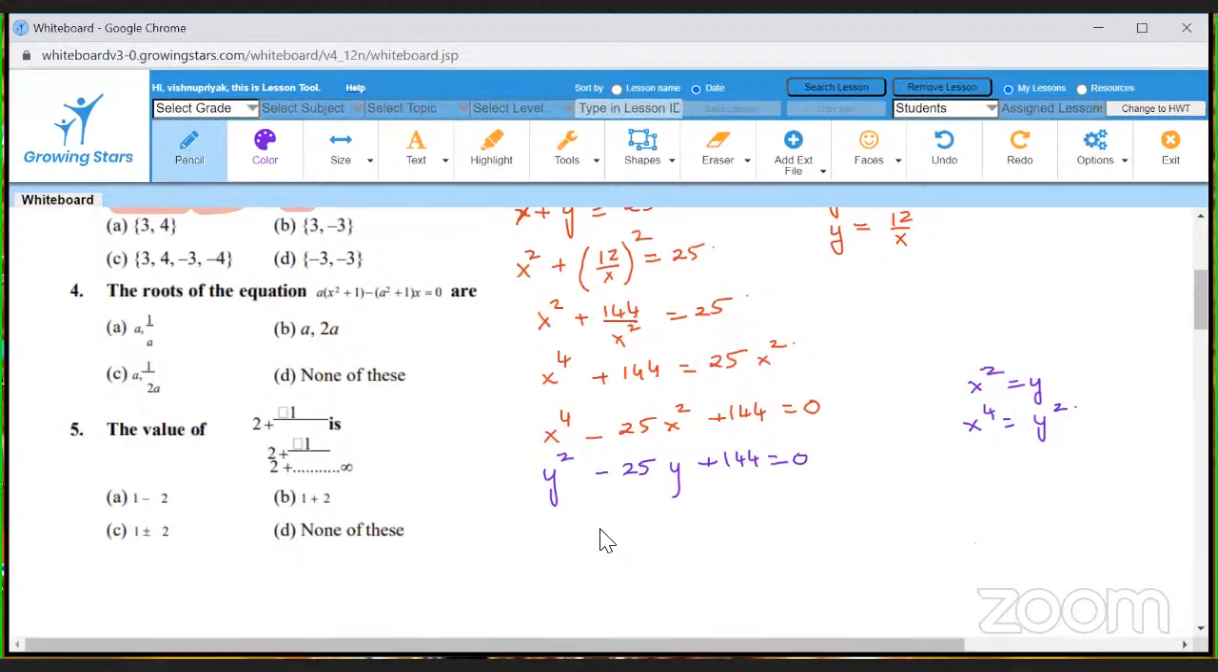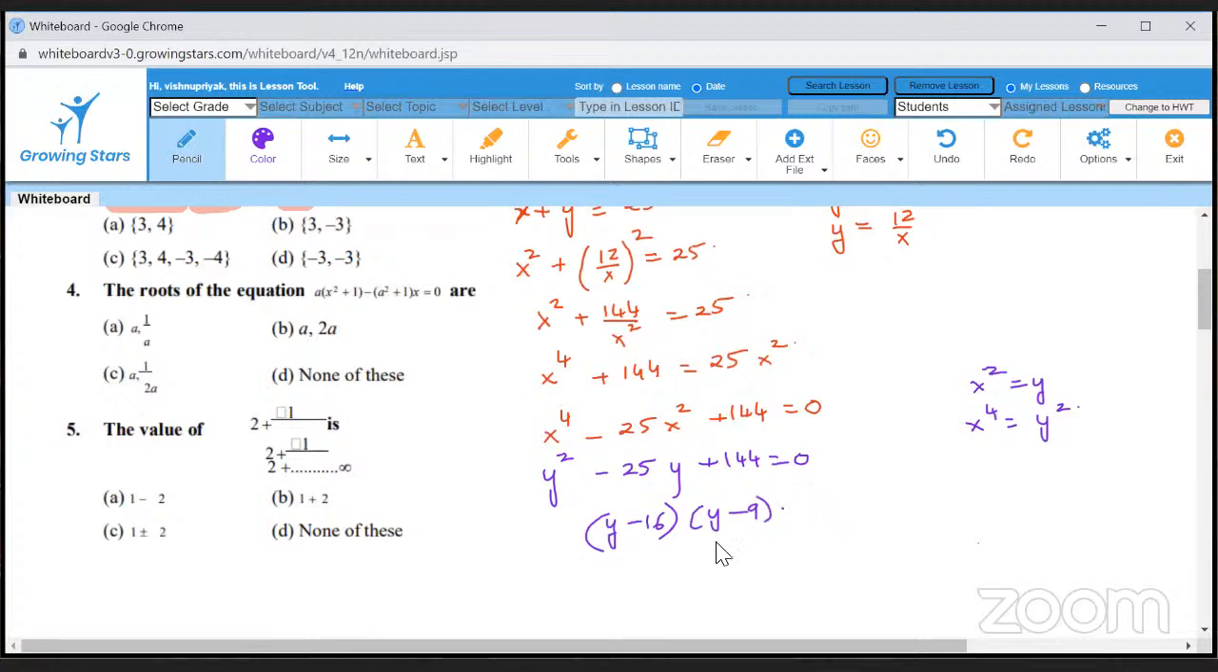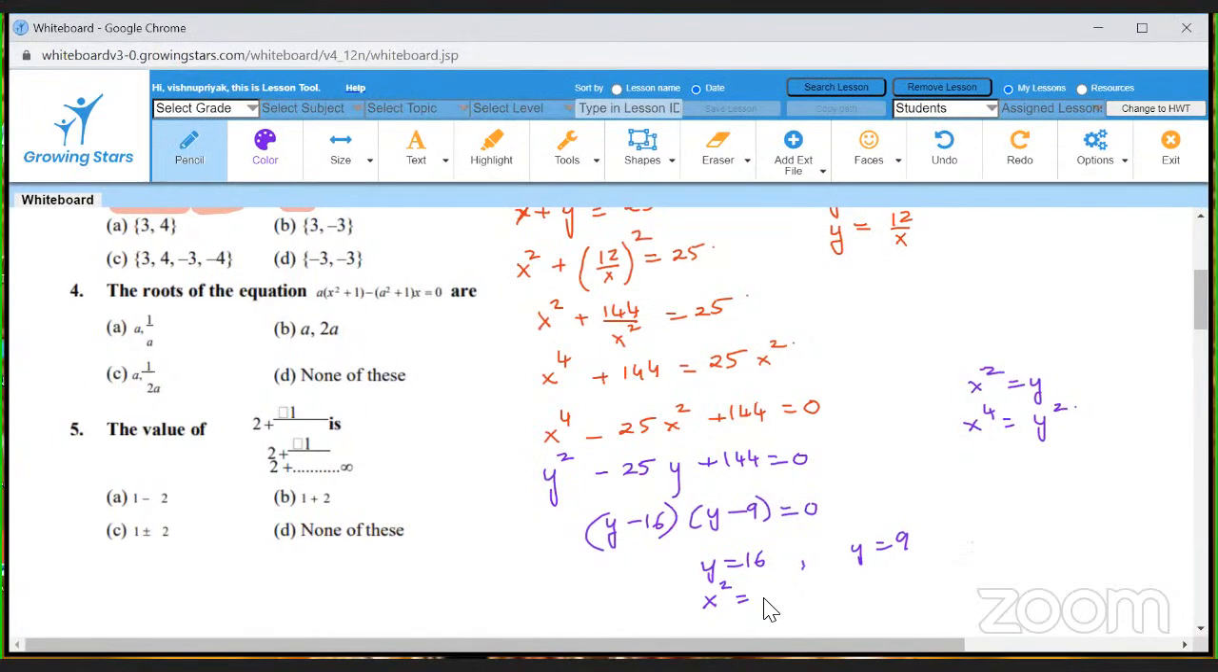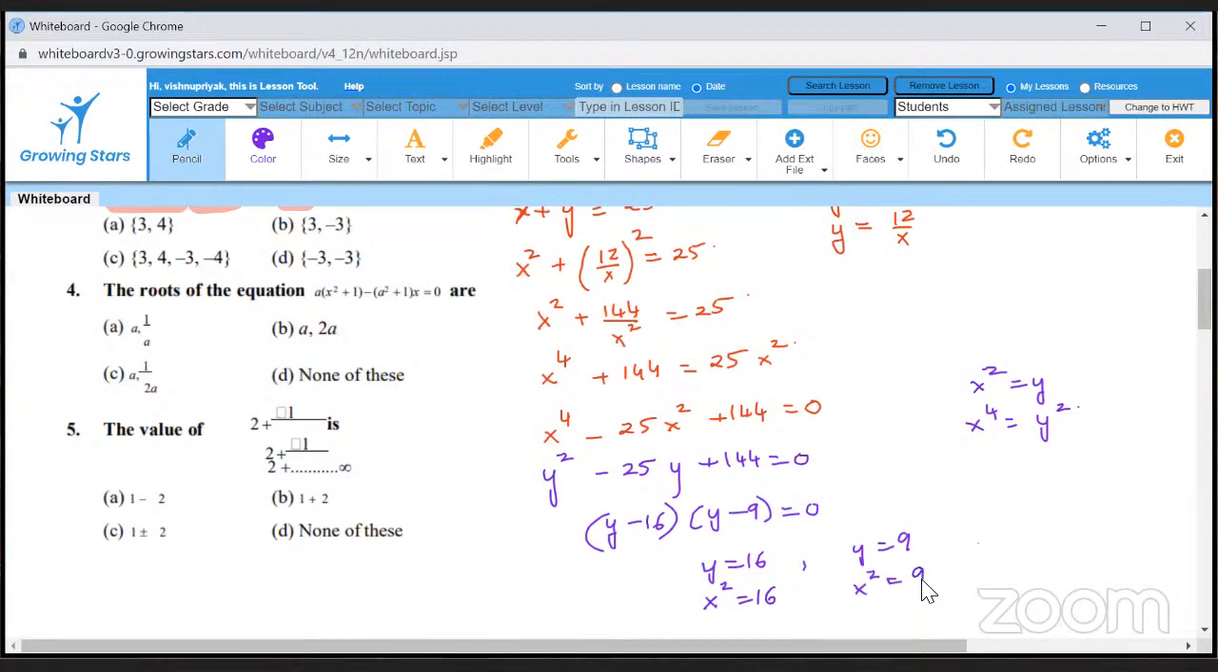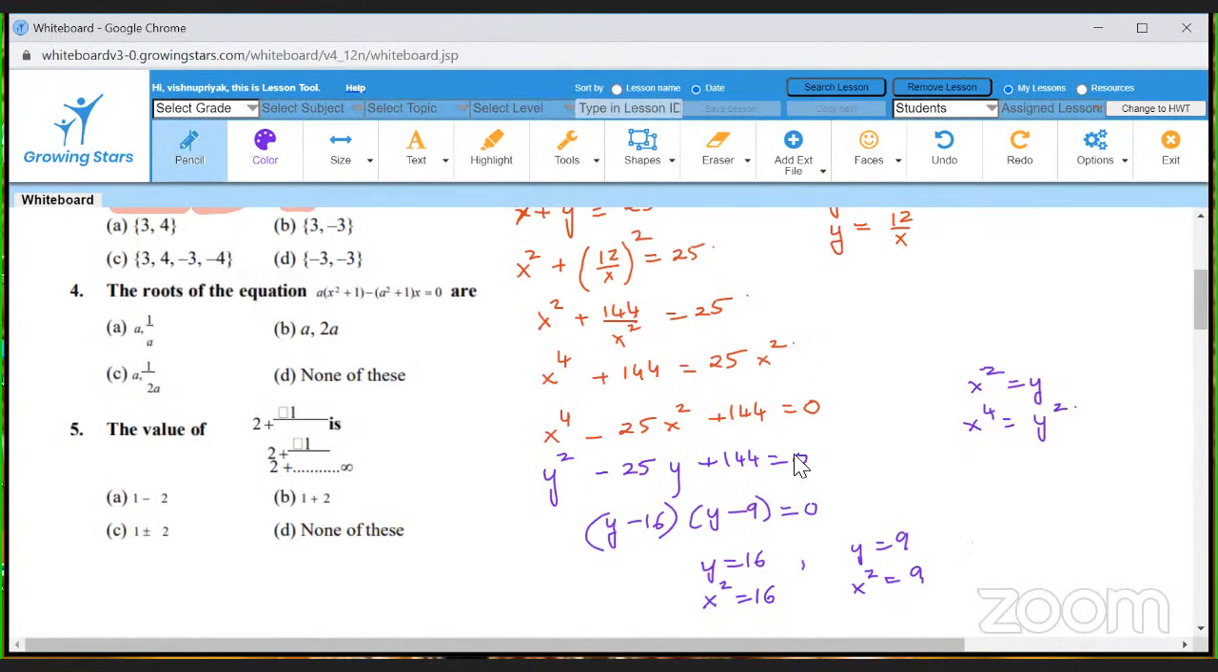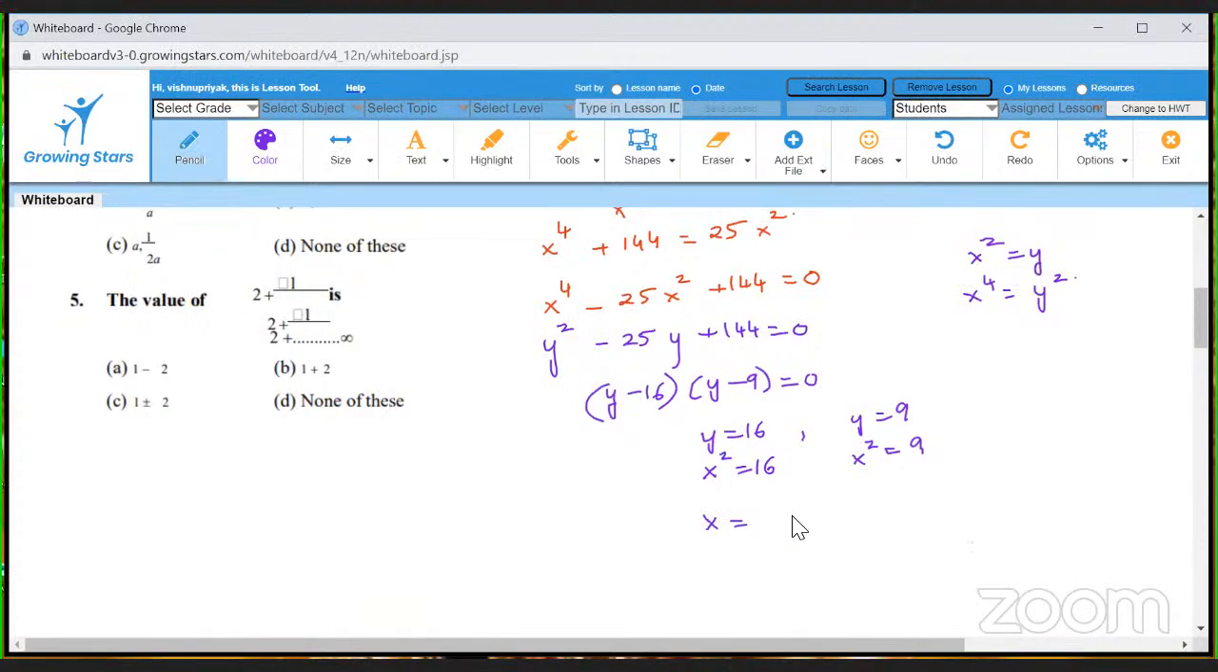Now you can factorize. Very easily it can be factorized. What are the factors? 16 and 9. y minus 16, y minus 9. That means we got y is 16, y is 9. But y we have taken for x square. x square is 16, x square is 9. That means what are we getting for x? Plus or minus 4, plus or minus 3, which is present in option C.